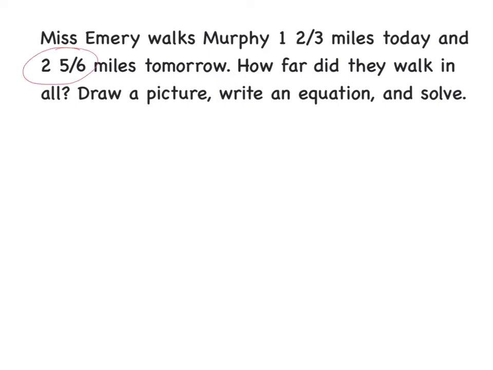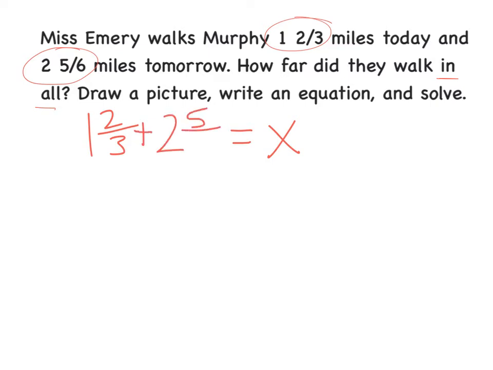I'm going to circle my important numbers and underline math words that tell me what operation I'm going to be doing. In all means plus. So I know that I'm trying to find the total. So that's unknown. So my total is x or any other variable. So I'm going to be adding 1 2/3 because in all tells me to add, plus 2 5/6 to find out the total I walked Murphy.